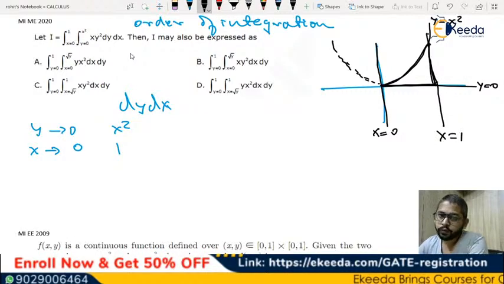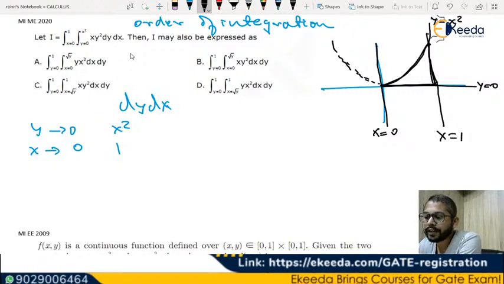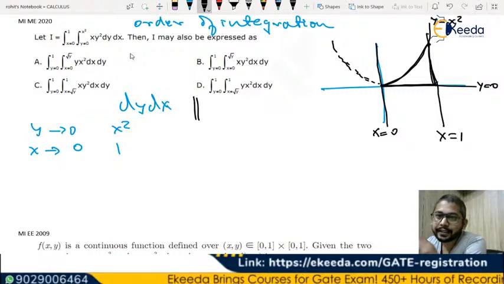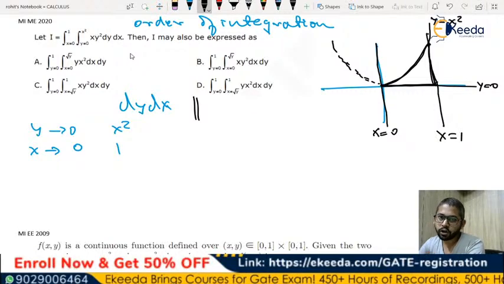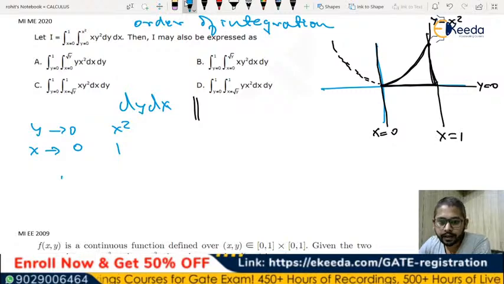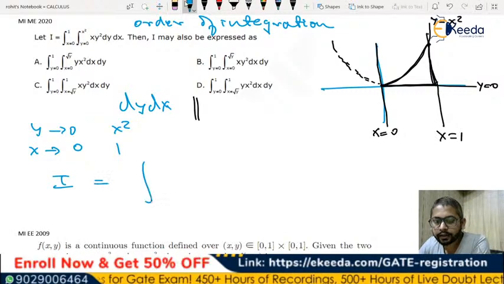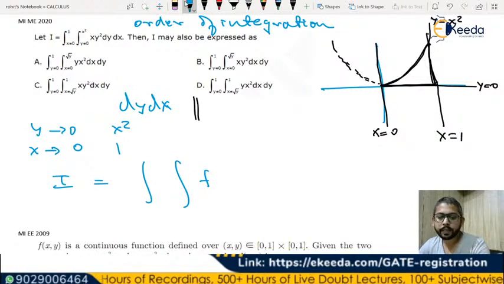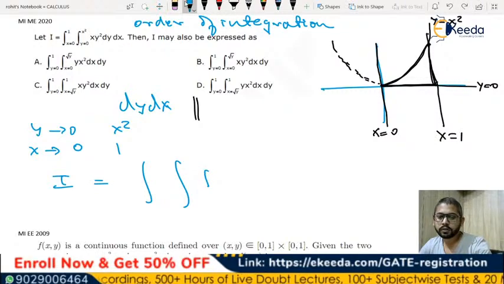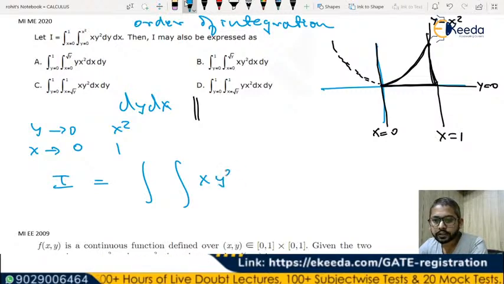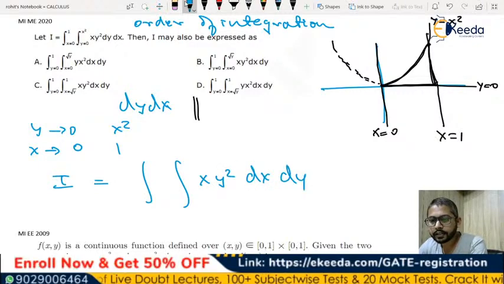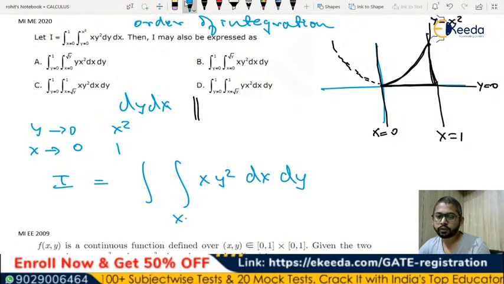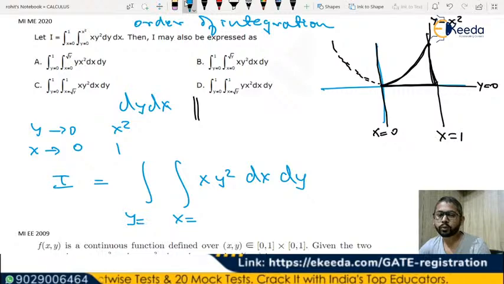Now also when you are integrating in the order of dy dx, the element you are taking is the vertical element, whereas in this question, as we have to change the order of integration, we are going to have new limits. The function is, I'll write the function also, x y square, and the order of integration now is dx dy. Earlier it was dy dx, now it is dx dy. So we have to put the limits of x and y both.